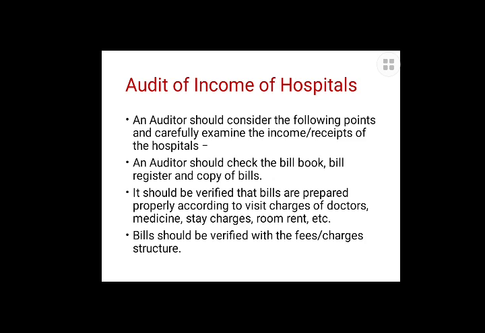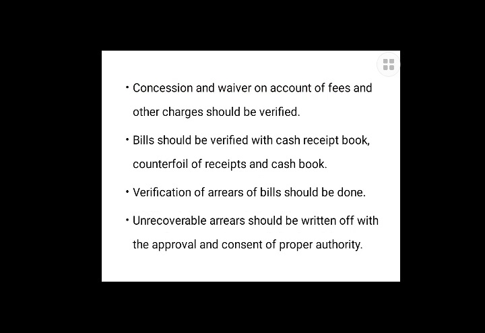Now let us see some of the important points or highlights of audit of income of hospital. An auditor should consider the following points and carefully examine the income or receipts of the hospital. We have seen in the earlier slide the types or sources of income. An auditor should check the bill book, bill register and copy of the bills. It should be verified that bills are prepared properly according to visit charges of doctors, medicine, stay charges, room rent, etc. Bills should be verified with the fees, charges and structure.